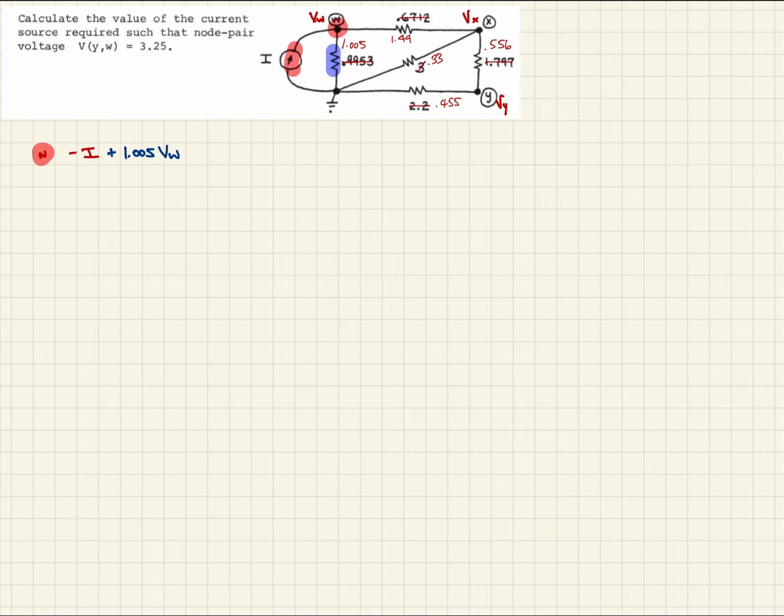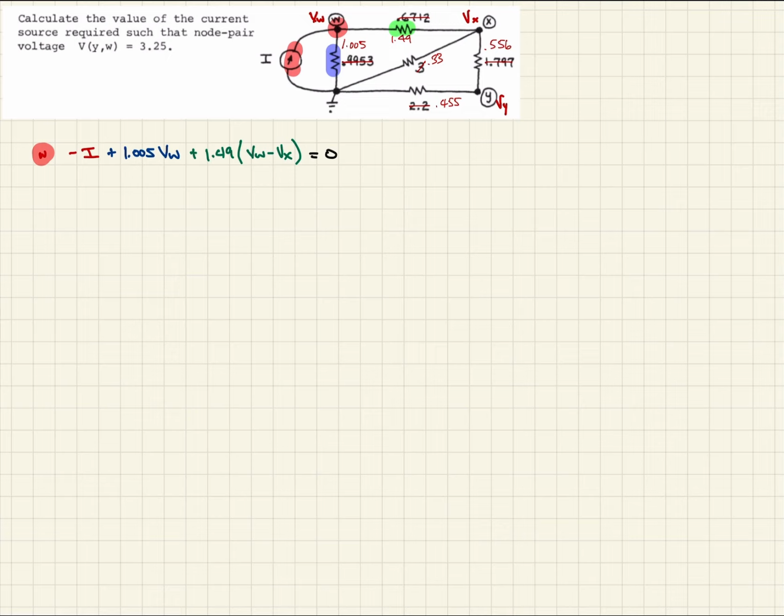Then as we move around, we have this resistor here. To characterize that current, it's going to be plus 1.49 times the difference in the voltages, so that's VW minus Vx. And that's all of the branches coming in or out of that node, so we should be able to set that equal to 0.